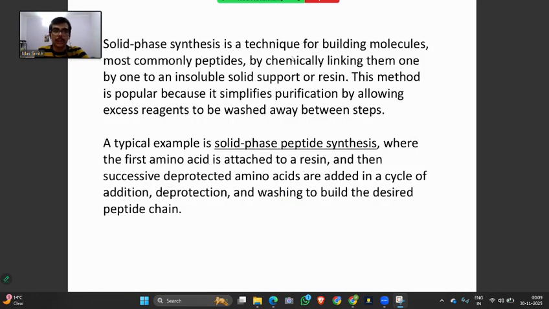Solid phase synthesis is a technique for building molecules, most commonly peptides, by chemically linking them one by one to an insoluble solid support or resin. This method is popular because it simplifies purification by allowing excess reagents to be washed away between steps. A typical example is solid phase peptide synthesis, where the first amino acid is attached to a resin and then successive deprotected amino acids are added in a cycle of addition, deprotection, and washing to build the desired peptide chain.